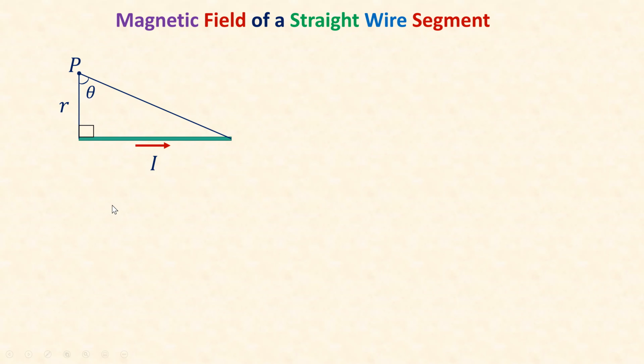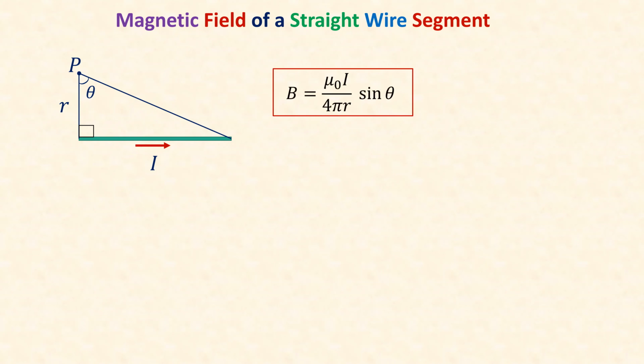Again, from the right-hand rule, I hope you are able to do that. If you put your thumb in the direction of the current in the wire, your four fingers show the field circulating, coming out of the page above the line and going into the page below the line. So at point P, the magnetic field is going out of the page, and it will be given by mu naught I over 4 pi r times sine theta. I can do the integration and show that, but because we don't have a lot of time, I don't want to go through a lot of calculations here.